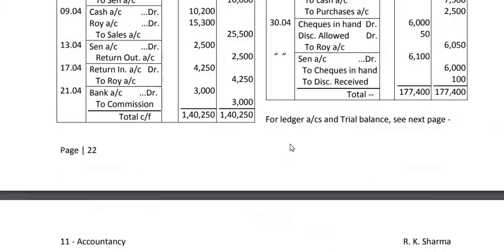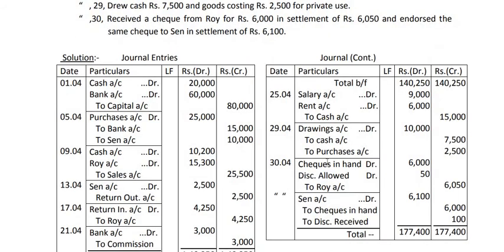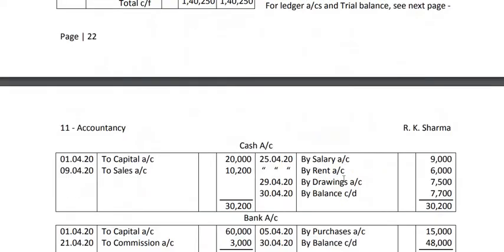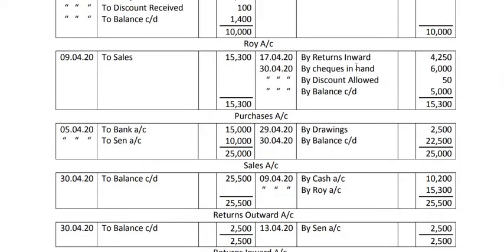After that there is no more entry in Roy account except this last one. Cheques in hand account debit, discount allowed account debit to Roy account. So in Roy account we can write by cheques in hand, by discount allowed account. See what I have written. Now after passing this entry and these three entries, on this side we have total 15,300, but this side total is only 10,300. So 5,000 will be the balance. This is debit balance. Roy account has a debit balance of 5,000.